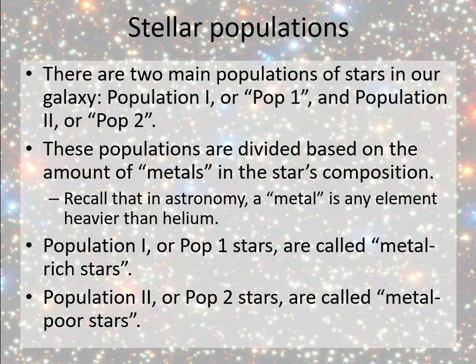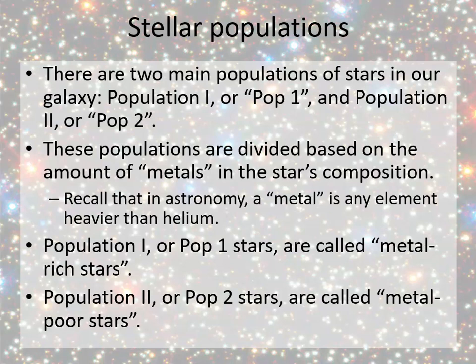Now, there are two main populations of stars. As you know, astronomers are extremely creative with their names, things like Very Large Telescope and Extremely Large Telescope, while they are similarly creative with their names for stellar populations. There are population 1 stars, and the other main type of star is population 2 stars. These names were actually devised by the astronomer Walter Baade back in, I think, around the 1950s. But long story short, these populations are divided based on the amount of metals in a star's composition.